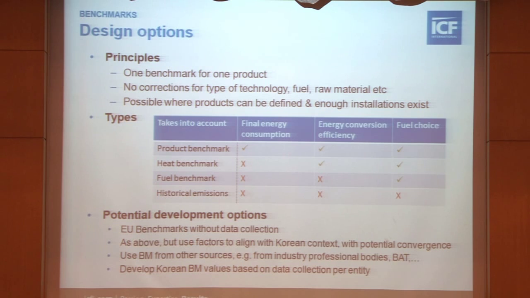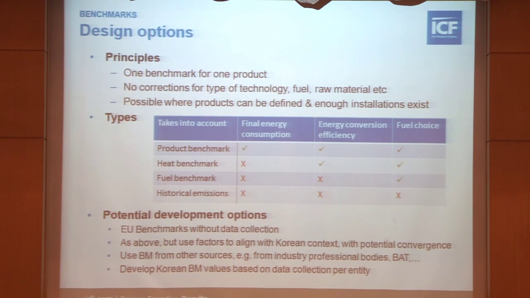So when we're talking about benchmark development, it's very important to understand the principles for which benchmarks can be developed. The success of benchmark development in the EU has a lot been around engagement with industry, involvement with industry, with some transparent principles. So these principles include 1 benchmark per product, whether that's ethylene or ammonia or steel, no corrections for the type of technology, the type of fuel, or the type of raw material. So this is incentivizing low greenhouse gas intensity economy, and making sure that benchmarks are only applied where products can be unambiguously defined and there are enough installations to determine a benchmark.